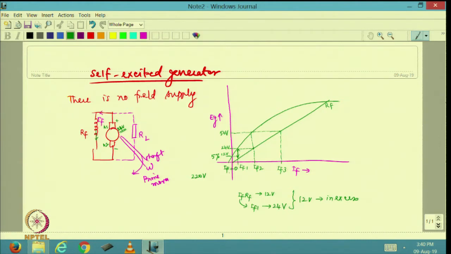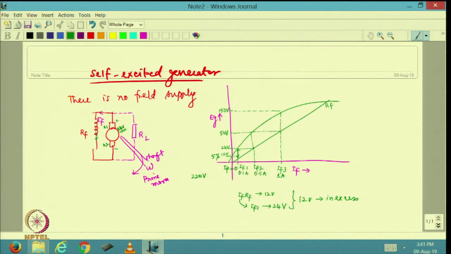So, initially I started off with 0 ampere field current. Maybe it became 0.1 ampere. This will probably be 0.5 ampere, and this has become almost 1 ampere of field current. At 1 ampere of field current, I would definitely have a higher voltage generated, right. Maybe this is as high as 150 volts or 130 volts.